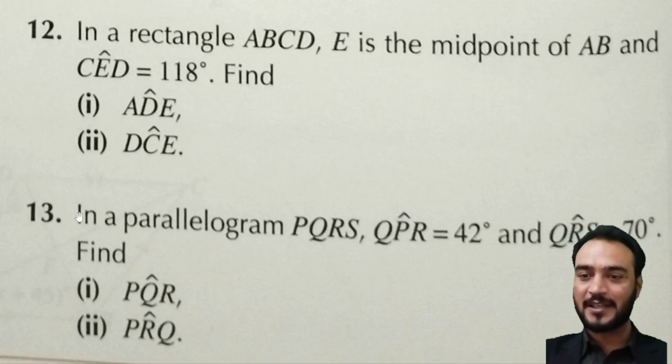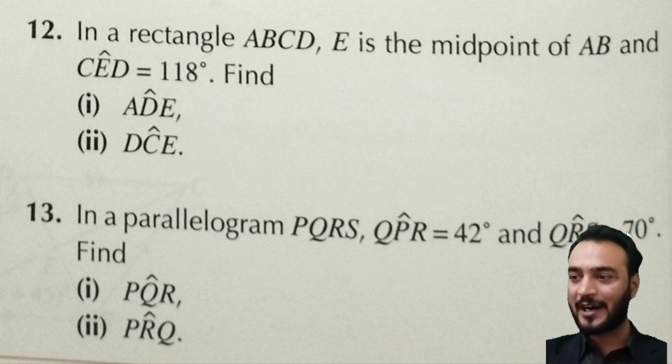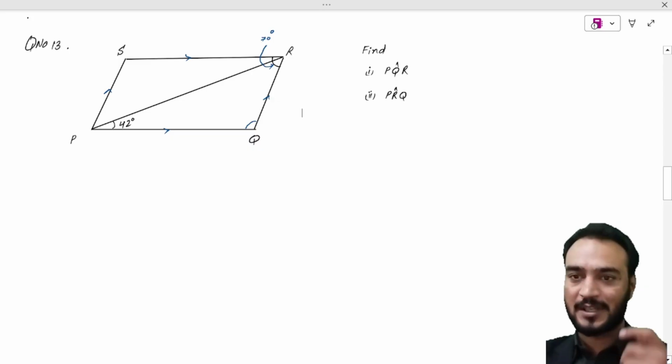Question number 13 is, in a parallelogram PQRS, angle QPR is equal to 42 degrees and angle QRS is equal to 70 degrees. Find the angle PQR and the angle PRQ. We have to find these two angles, and to understand this question we have to draw the parallelogram PQRS. So let us solve this question.